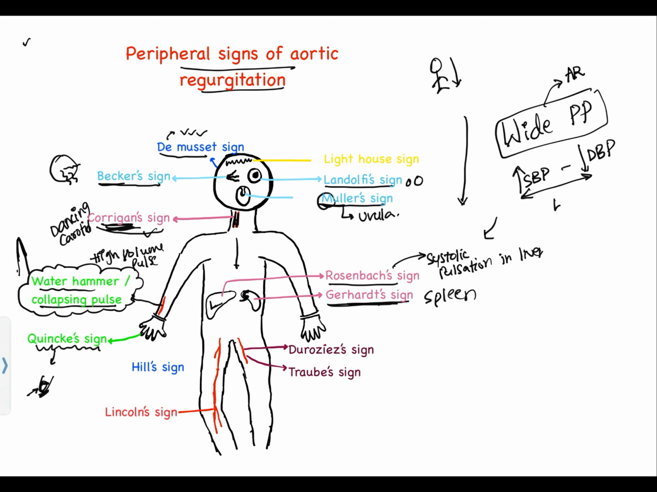And finally, in the lower limb, there are two signs heard over the femoral artery. Those are Duroziez's and Traube's sign. Duroziez's is a systolic and diastolic murmur heard over the femoral artery when light compression is applied with the bell of the stethoscope. And Traube's sign is a pistol shot murmur heard over the femoral artery.